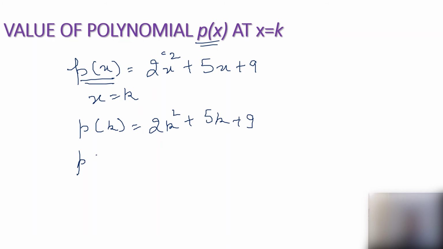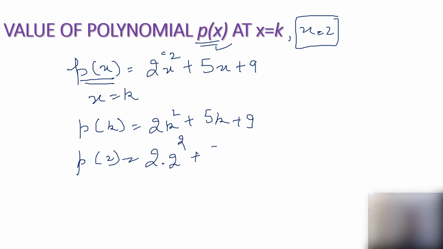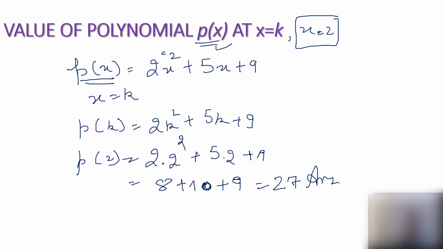Or let us suppose we have to find the value of p(x) at x is equal to 2. Then just replace x by 2. We'll be getting it as 2 into 2 raised to the power 2 plus 5 into 2 plus 9. That calculated will be 8 plus 10 plus 9, and this is equal to 27. This is the value of the polynomial at x is equal to 2.